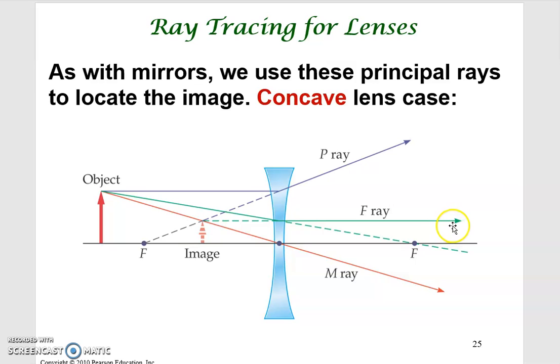Now, if you trace this parallel F ray backward, you will see the dashed line of the P ray and F ray will intersect at one point. This point can be connected to the top of the object and to the center of the lens, which is the M ray. Therefore, you can find out where the image is formed. And if you still remember our conclusion in the previous lectures, a virtual image is always upright. So you can see that it is upright, so the image is virtual.